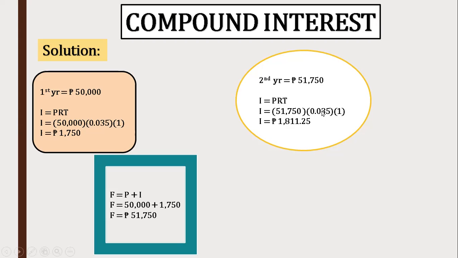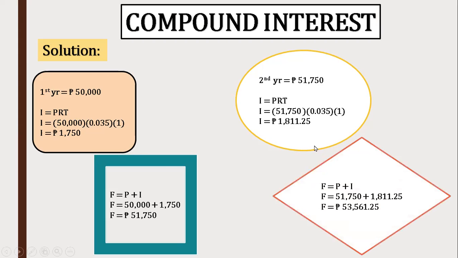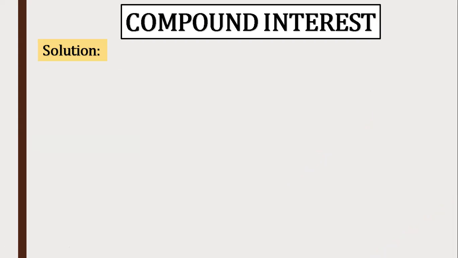Therefore, when you multiply these values here using your calculator or any online calculator, we have I is equal to 1,811.25. And after that, we use this value in order to solve for the future value for our second year. And that's P plus I, 51,750 plus our interest, which is 1,811.25. When you add them, you will get 53,561.25 for the future value of our second year. And take note for our future value because we will use that as the principal for the third year.